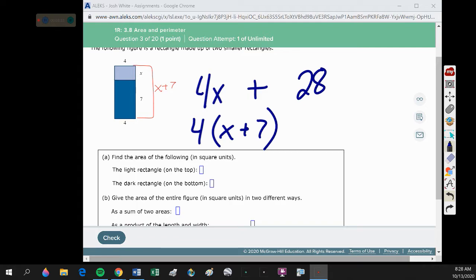And you'll notice those are actually the same thing, right? So if I list it this way or if I list it this way, they really are the same value, because if I distribute that, I get 4x plus 28. So you can either calculate the areas and add the areas together, or you can add the sides together and then calculate the area that way.